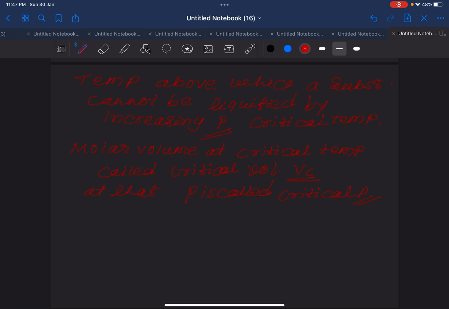कुछ एग्जाम्पल अगर हम देखते हैं तो अपने को दिखता है कि N2 and O2 have critical temperature values much below 0 degree Celsius, and their critical pressures are high.